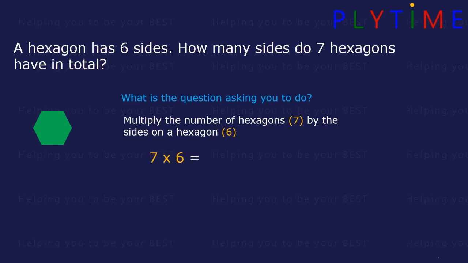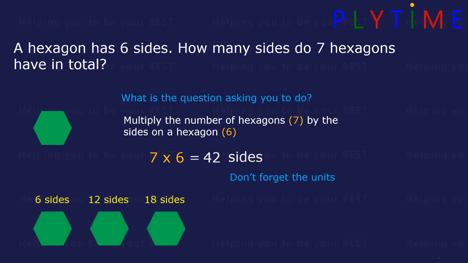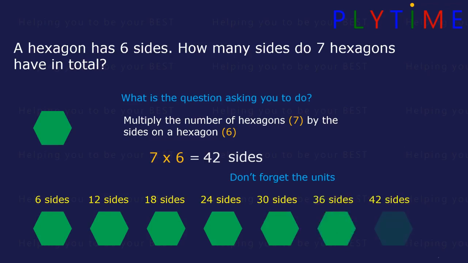So 7 times 6. 7 times 6 equals 42. Don't forget the units, it's sides. In one hexagon, 6 sides. In 7 hexagons, 42 sides.